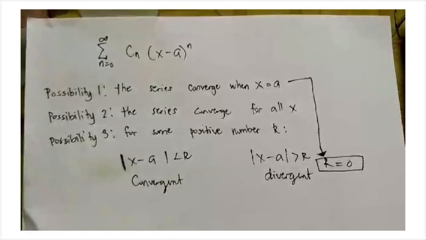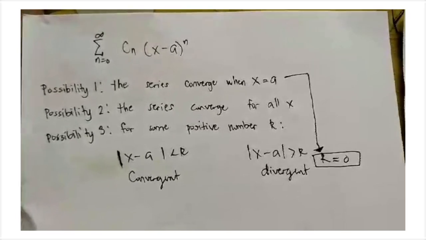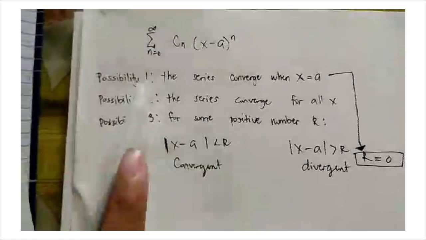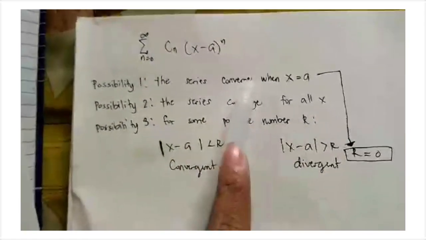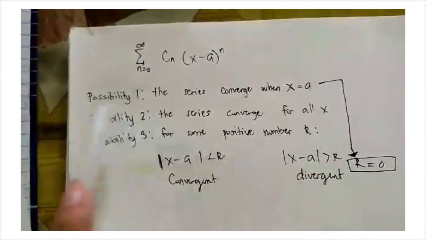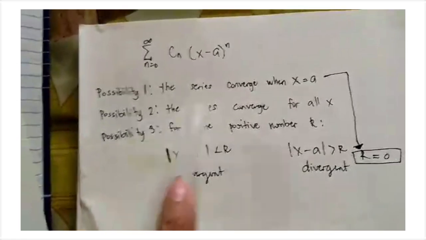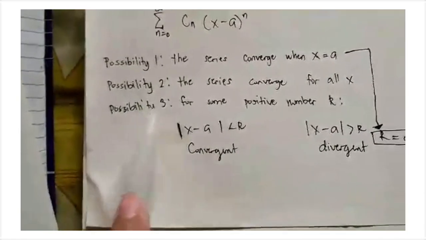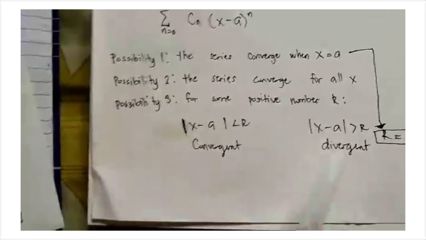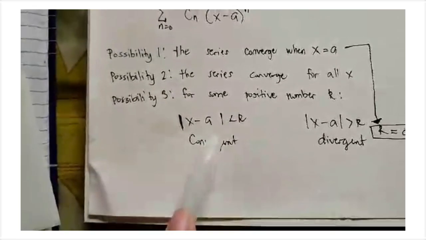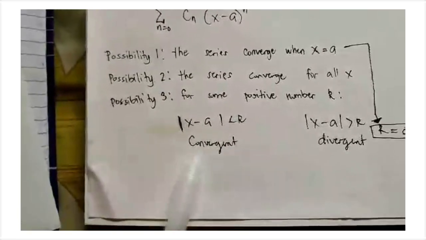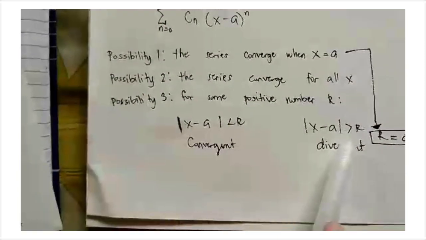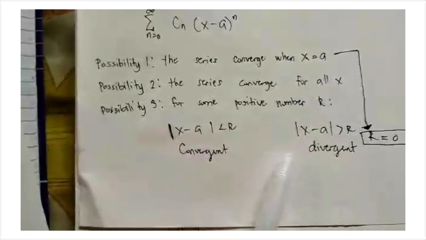In general, there are three possibilities that can describe a power series. The first possibility is the series will converge when x is equal to a. The second possibility is the series converges for all x. And the third possibility is for some positive number r, if the absolute value of x minus a is less than r, the series will converge, and if the absolute value of x minus a is greater than r, the series will diverge.